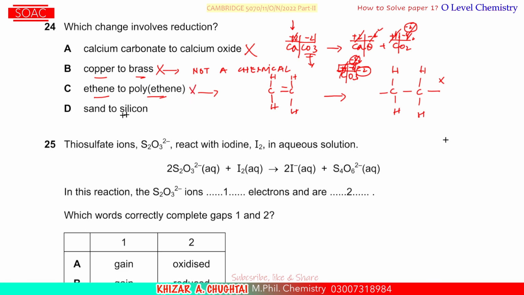The remaining option, SiO2 goes to Si. Yes, there is a loss of oxygen and silicon is going to reduce. So D is the correct option.